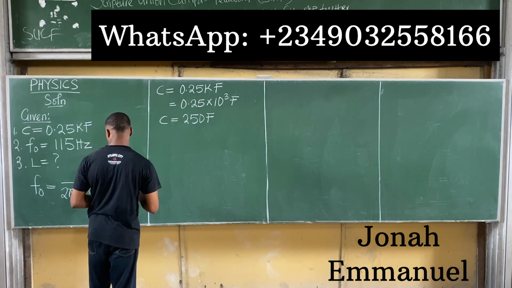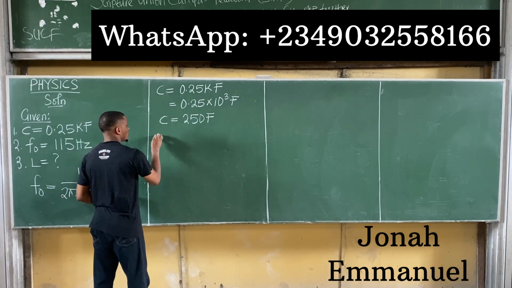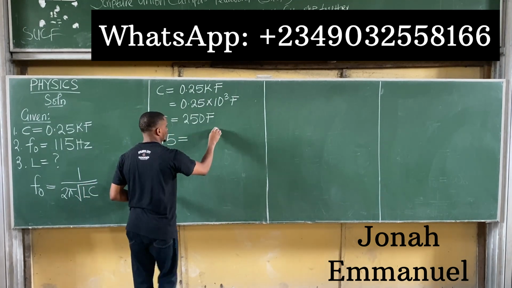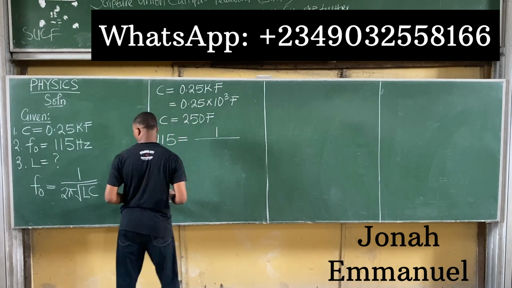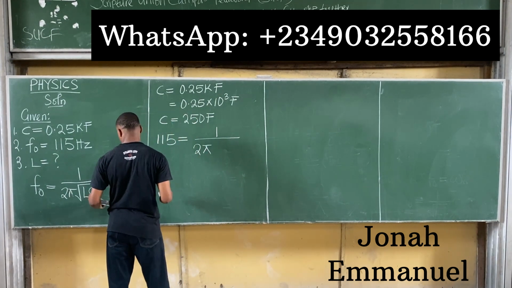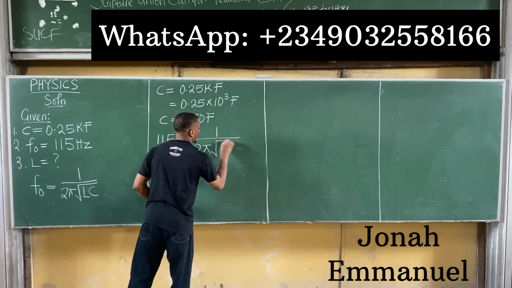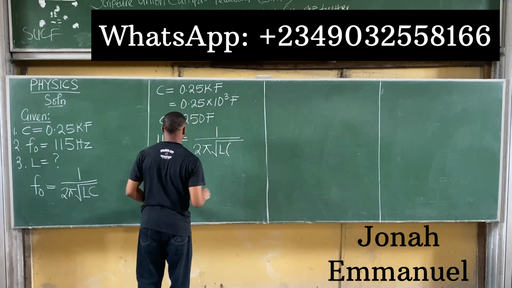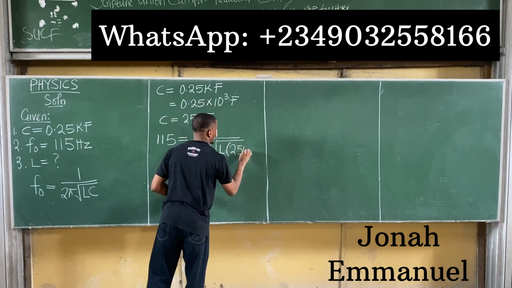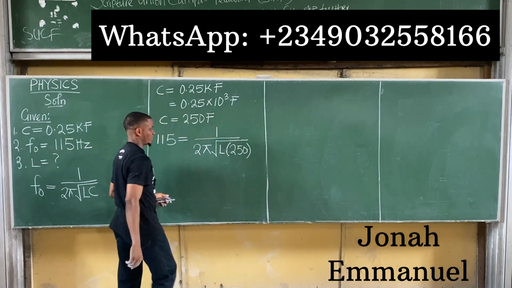All right, so with this, we'll have that f naught, 115, is equal to 1 all over 2 pi times the square root of L times C. The value of C is 250. So I have 250. So you have this one here.